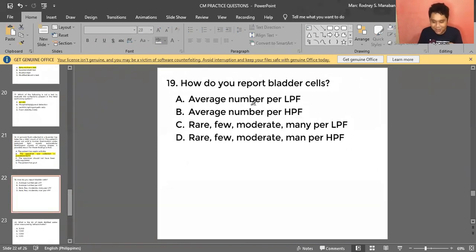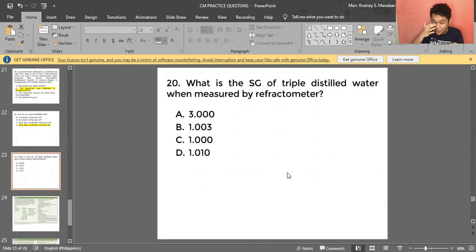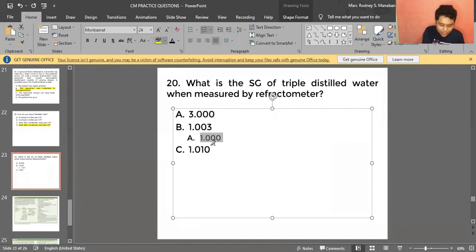Number 19, as mentioned, how do you report bladder cells? Your transitional epithelial cells are reported per HPF, okay? And lastly, what is the SG of triple distilled water when measured by refractometer? 1.000. 1.00, okay? 1.00. Okay, very good. So take note, even if it's triple distilled, it's still distilled water. So the answer is 1.00. Okay, so 1.00 still.